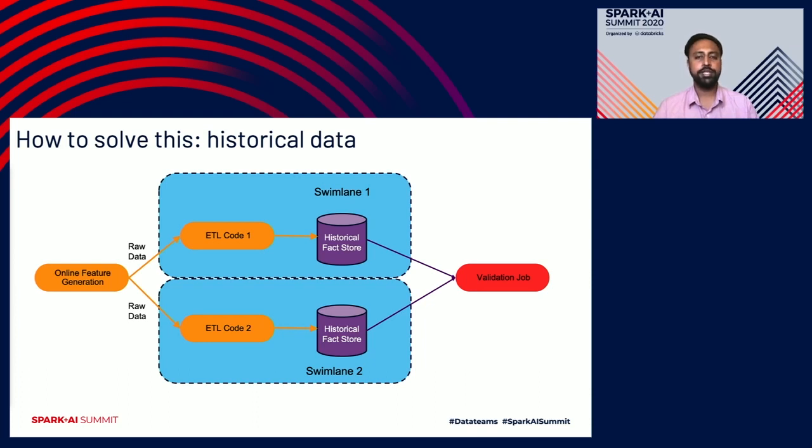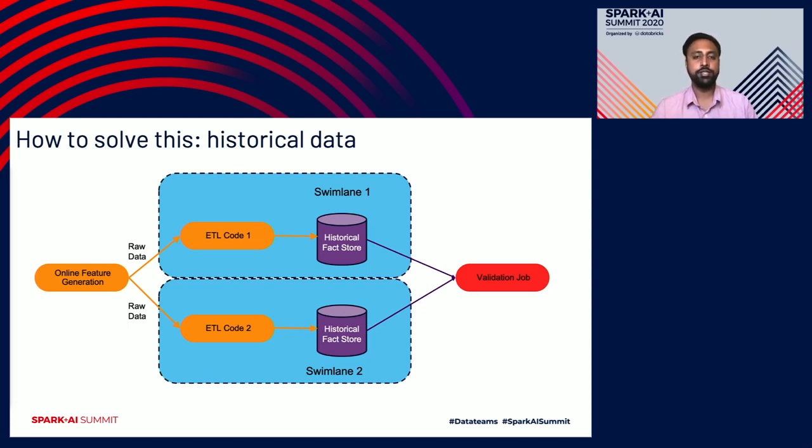We do this automatically at Netflix. The master branch would run ETL code 1, and your developer branch would run ETL code 2. You can see that these pipelines have their own set of resources, including their own version of the fact store. The advantage of having your own fact store is that it also gives you the ability to do validations.